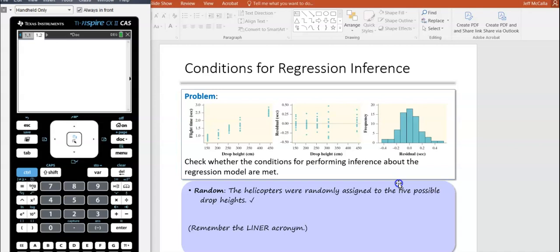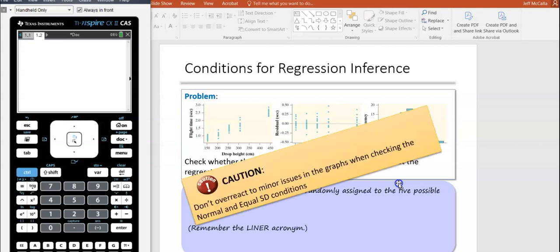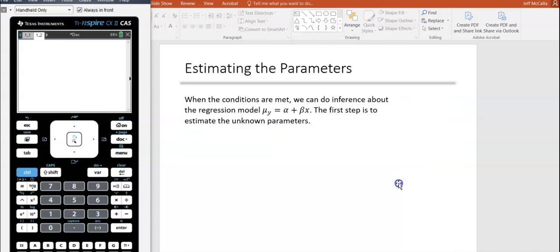Finally, it says that they were randomly assigned to the different drop heights. So that's all good. Yeah, we're not looking for perfection here. It doesn't have to be perfectly normal, just approximately normal, somewhat equal in the standard deviation. When the conditions are met, we can do inference, okay?